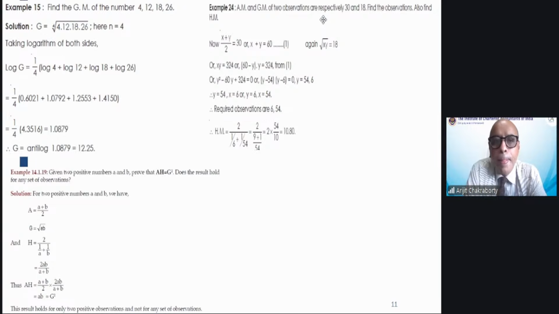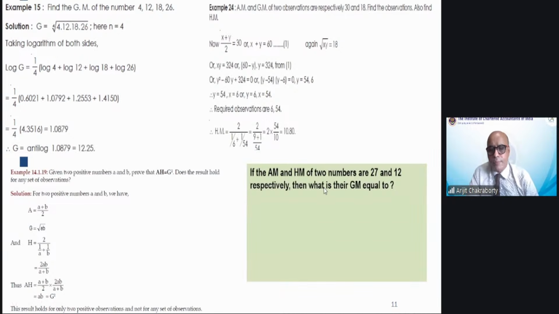So using simple basic algebra, which you already have covered and have good knowledge of, a quadratic equation is formed, and from there we get y equal to 54 and x comes to 6, or it can be y 6 and x 54. So since the observations obtained are 6 and 54, from there automatically the harmonic mean is worked out. So this is also fairly easy. Just go through it once more at your leisure, and then I'm sure you will be able to handle similar problems. We proceed now to check another question.